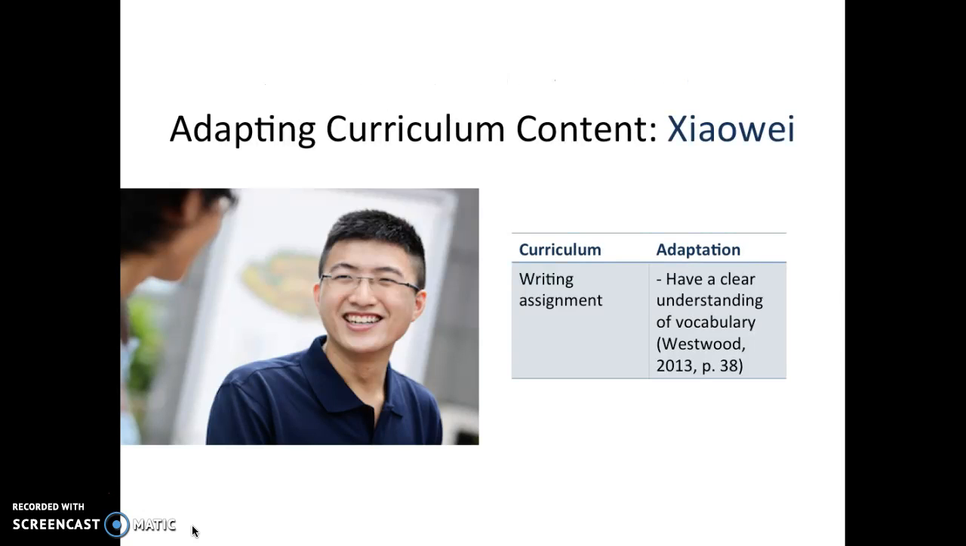For curriculum content adaptations for Xiaowei, we thought that when doing the written assignment, Xiaowei could use words and pictures to explain to his group or to the teacher what he is learning. Another example is to expand Xiaowei's vocabulary. This is critical in his opportunity to learn English. This is exemplified from Westwood's book, in which he states that this is extremely important for English language learners.